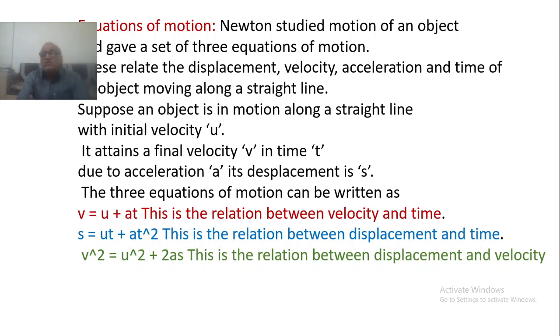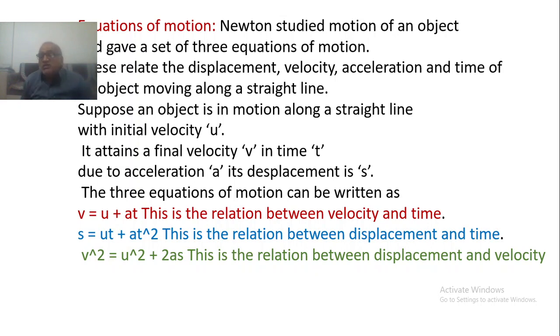The three equations of motion can be written as: first, v is equal to u plus at. This is the relation between velocity and time. Second, s is equal to ut plus 1 half at square. This is the relation between displacement and time. And third, v square is equal to u square plus 2as.